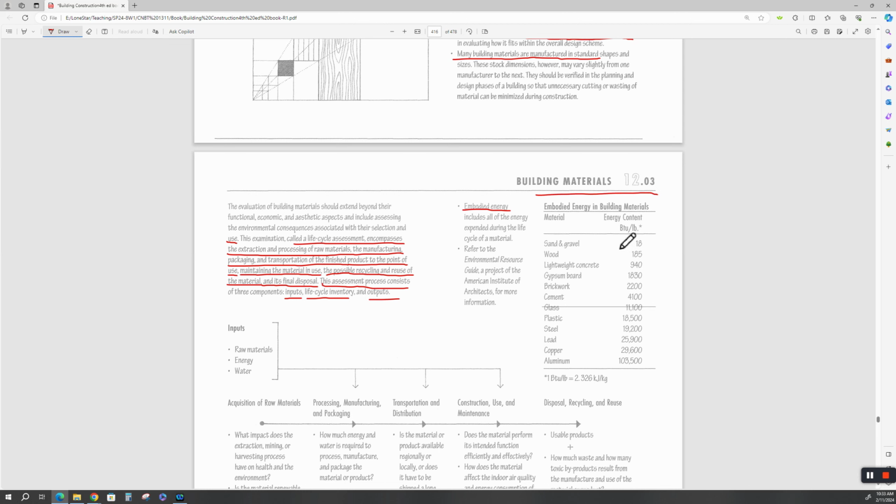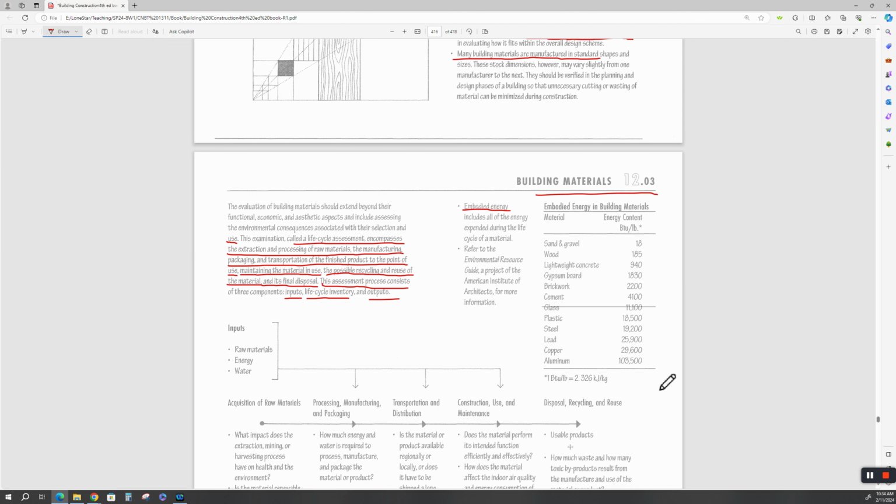It's a British thermal unit, remember? And what's 1 ton of refrigeration? It's 12,000 BTUs, right? All right. Sand and gravel is 18, wood is 185, lightweight concrete is this, gypsum board is that. Now you can read down through here.